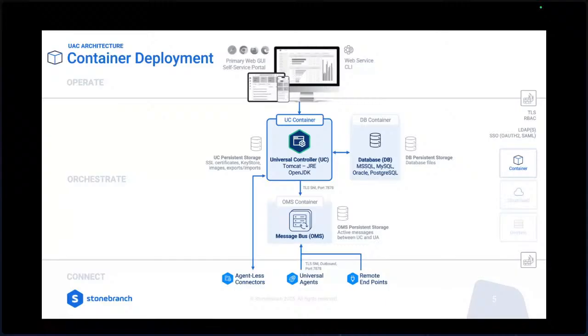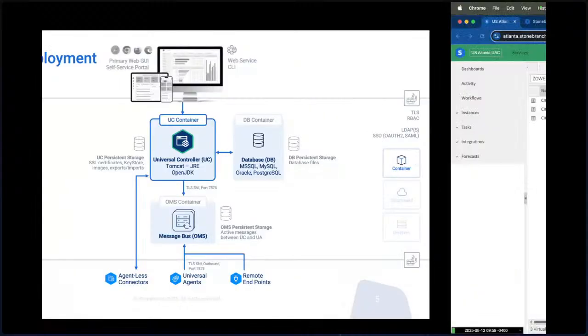After the 7.7 release, we also support TLS SNI. So in this case, you can keep the controller and message pass, the OMS, inside one cluster, and you are able to access it from external agents also. But this is one part of the containerization. The other part is you may want to run some tasks in containers.